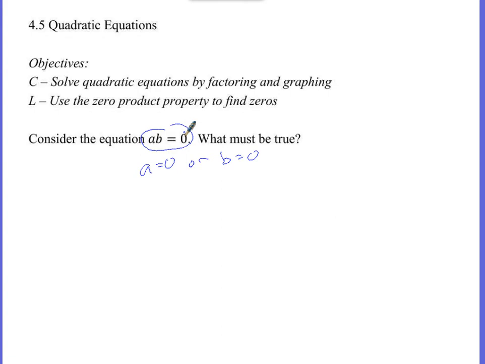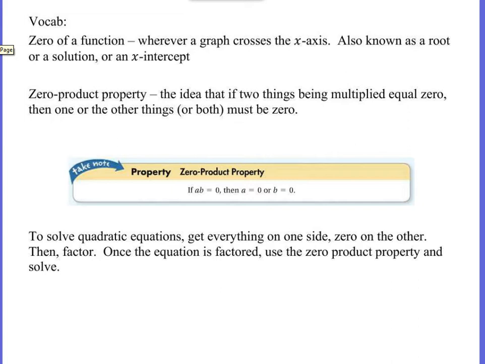That's the whole idea in this section. The zero of a function is wherever a graph crosses the x-axis. We have several names for that. We have roots, solutions, x-intercepts, zeros. They're all the same. They're different ways of saying the exact same thing, where the graph crosses the x-axis. When the graph crosses the x-axis, the y-coordinate is 0.